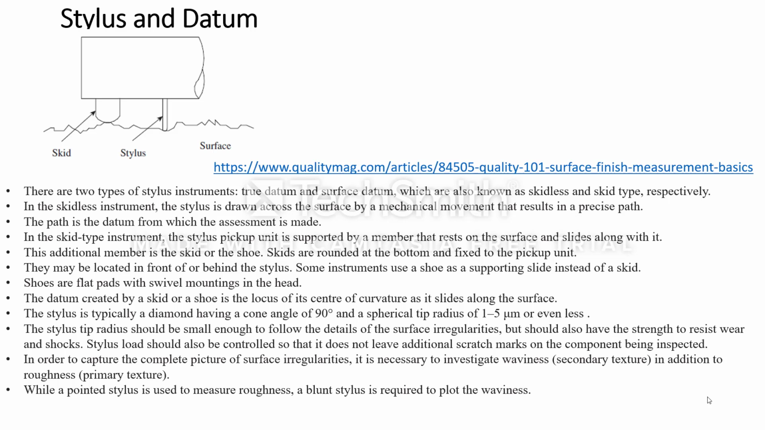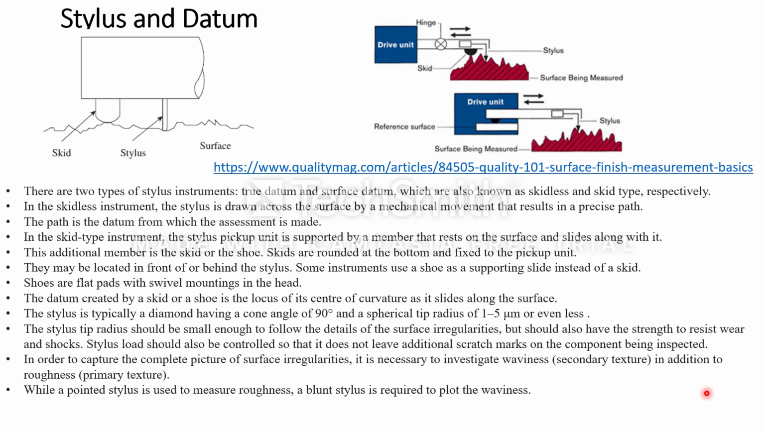So now, stylus and datum instruments, okay, these instruments are of two types. One is true datum and the second one is a surface datum, which are also called as skidless and skid type. As I have discussed in the previous slide, so here you can see this is a skid type and this is a skidless type, right?